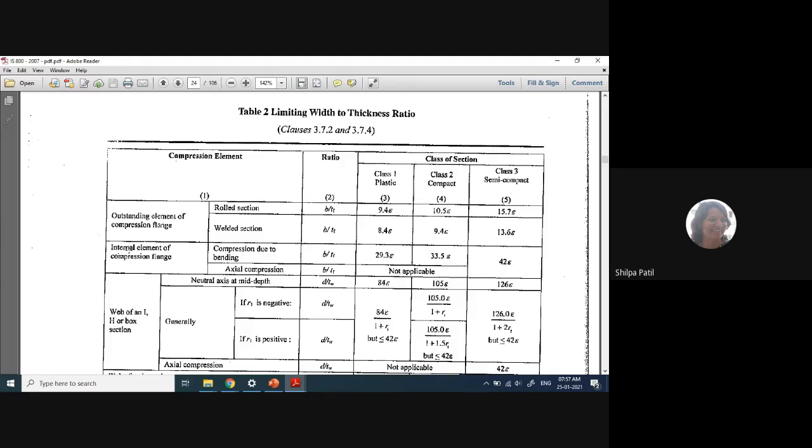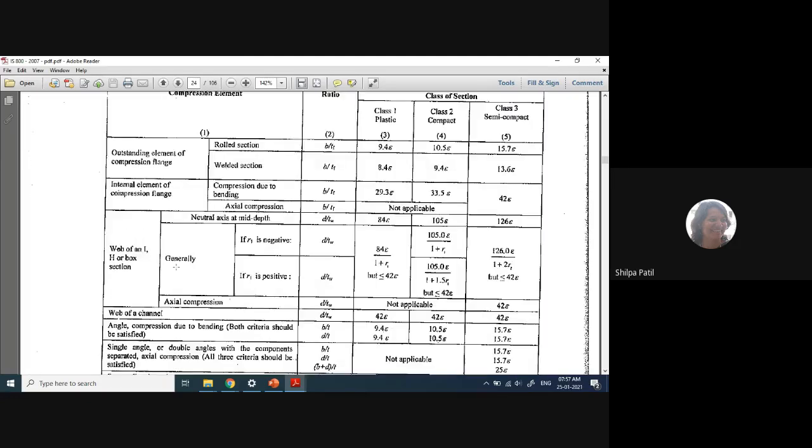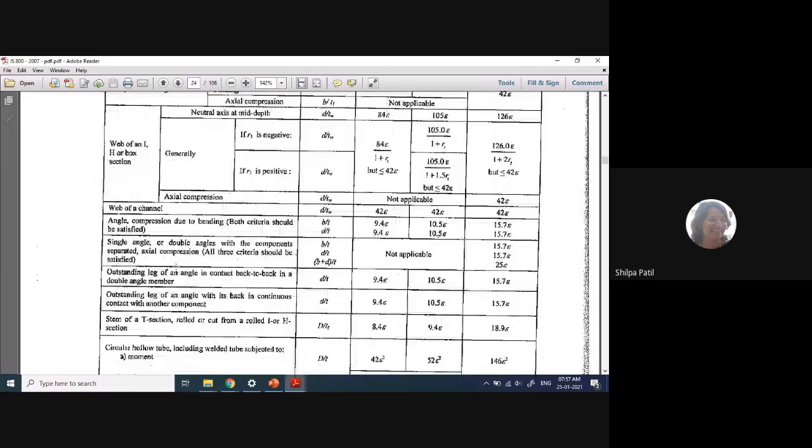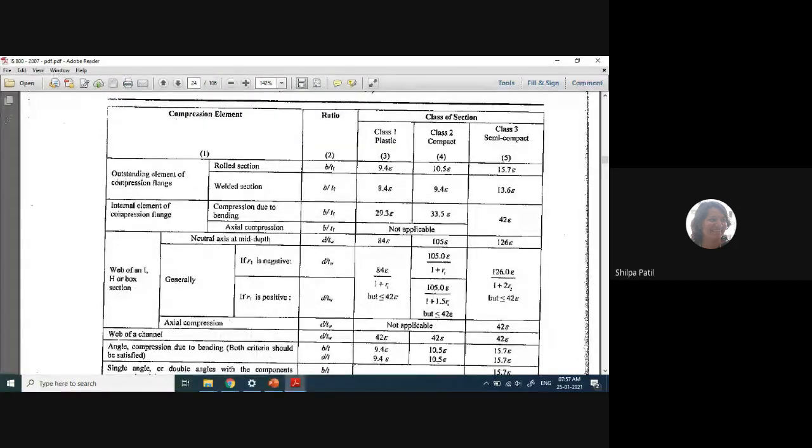Now coming to the first column. The first column gives the description of various parts of the section. The first explanation is the outstanding element of compression flange. It means a flange which is in compression and its outstanding element only. Last time we also discussed the types of elements as the stiffened element or unstiffened element, outstanding element or internal element.